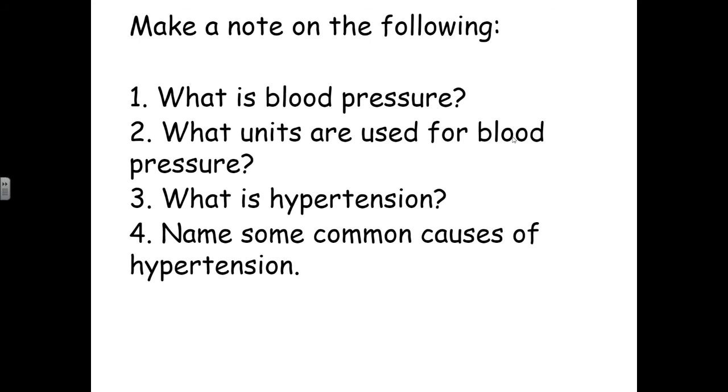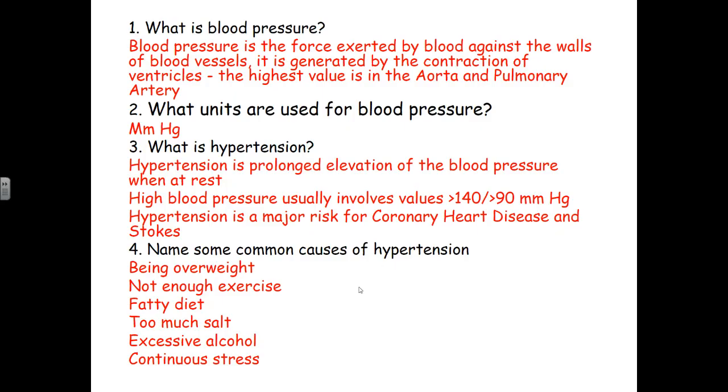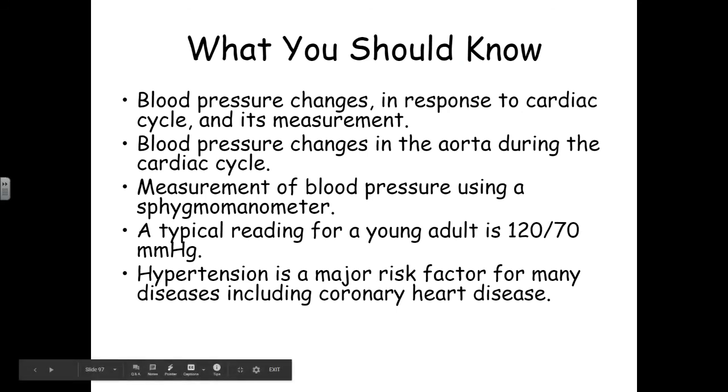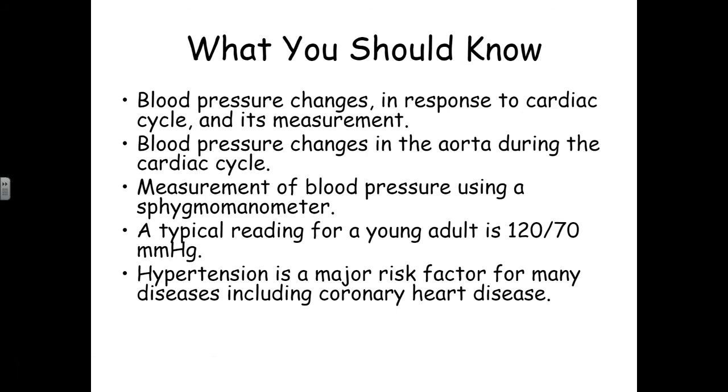So you should know the following. What's blood pressure? It's the pressure that the blood exerts on the walls of the blood vessels. The unit for measuring blood pressure is millimeters of mercury. Hypertension is high blood pressure, so above 120/80 roughly. And some common causes are things like poor diet, lack of exercise, and genetic issues. So that's everything you need to know from this key area. Just have a look over some of the videos if you're stuck on anything.